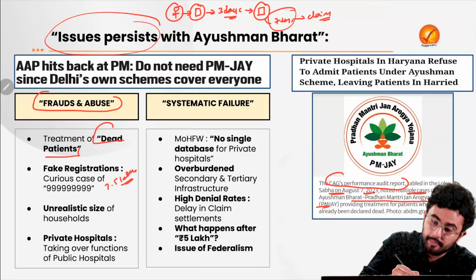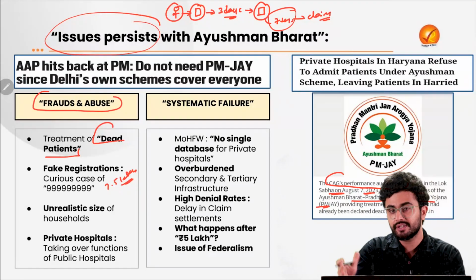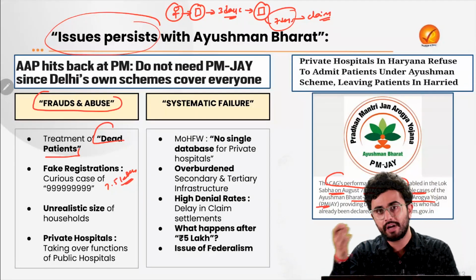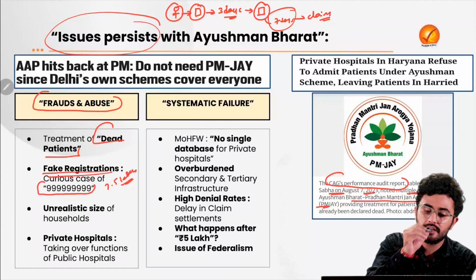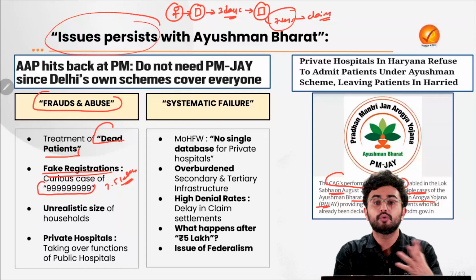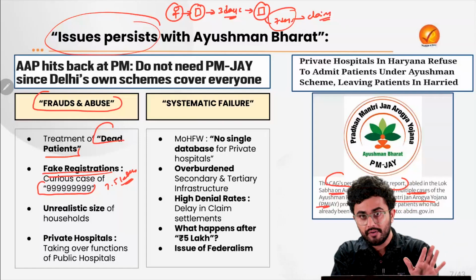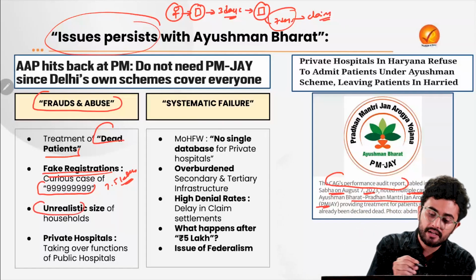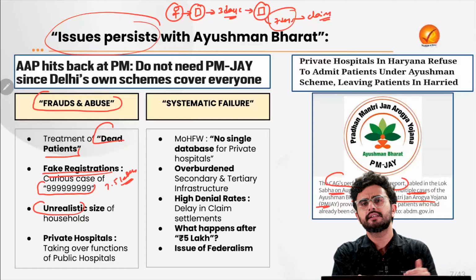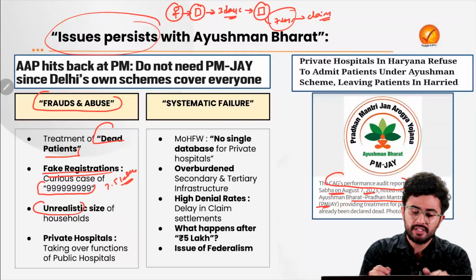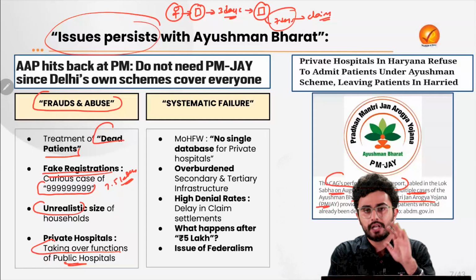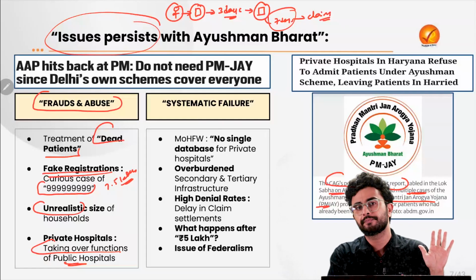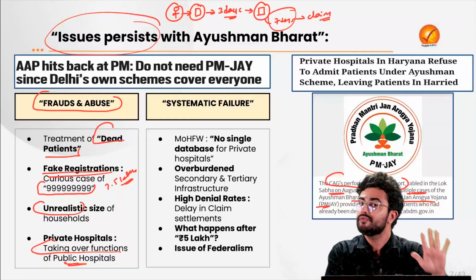Such 7.5 lakh people who were considered to be availing the treatment under the Ayushman Bharat were registered on one single number. Also, the household size being showcased for availing the treatment seems quite unrealistic. And in various cases, these private hospitals are breaching the norms and trying to take over the functions which have been assigned to the public hospitals under the provisions of the scheme. So these are the frauds and abuse which are taking place.